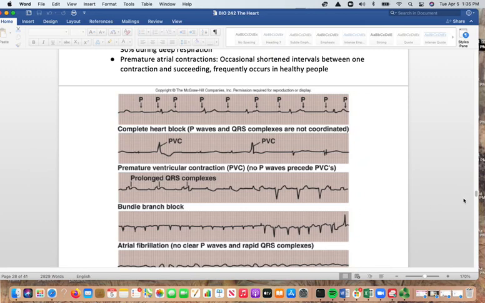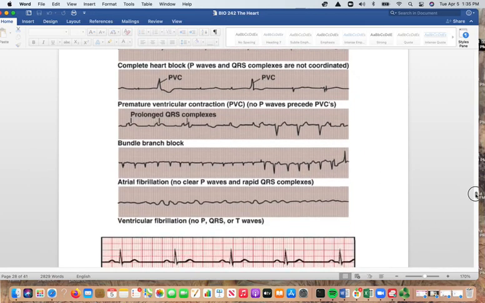With atrial fibrillation, there's no clear P waves, and you can have rapid QRS complexes that will occur. And then with ventricular fibrillation, there is no P, QRS, or T waves at all.